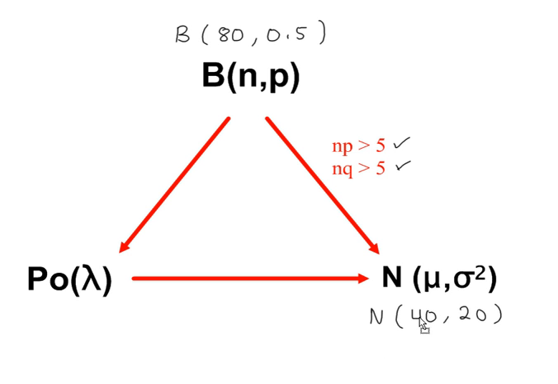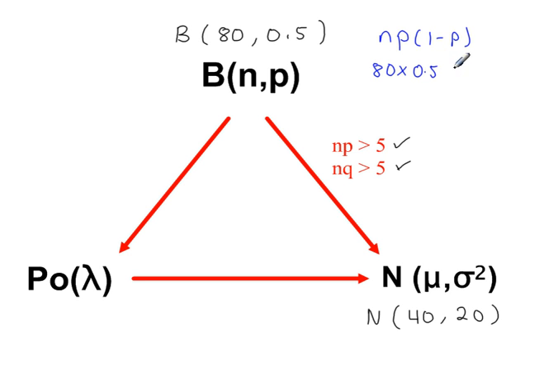And we end up with this normal distribution, where we have the mean for the normal distribution from the mean of the binomial, n times p, and the variance of the normal distribution from the variance of the binomial distribution. And the variance here is n times p times 1 minus p. So in this case it would be 80 times p times 1 minus p to give 20.